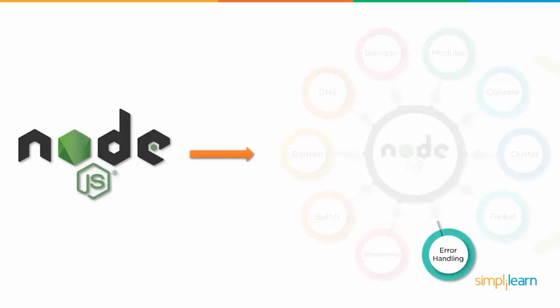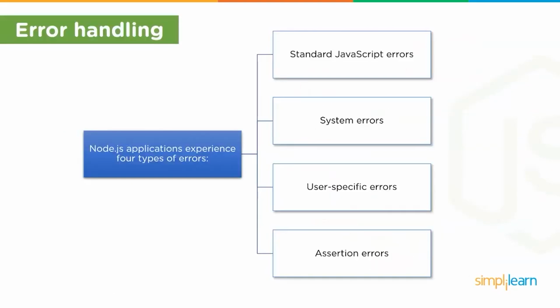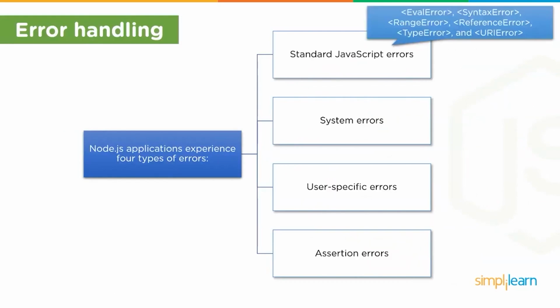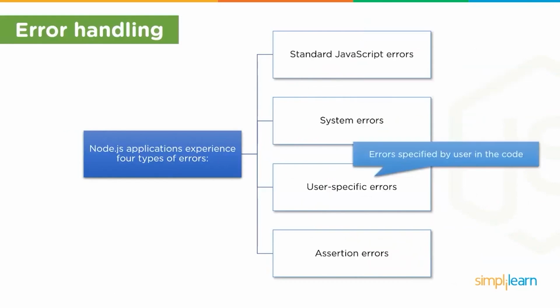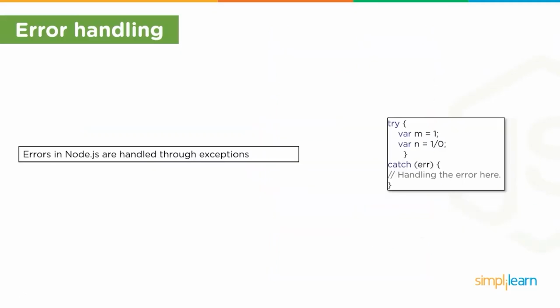The next component is error handling. Now, Node.js applications experience 4 types of errors. We have the standard JavaScript errors, system errors, user-specific errors, and assertion errors. Now, errors in Node.js are handled through exceptions.